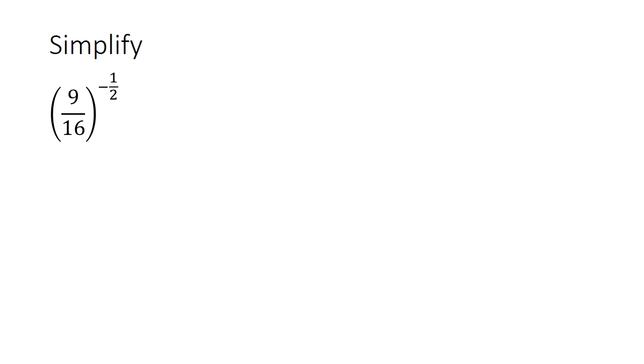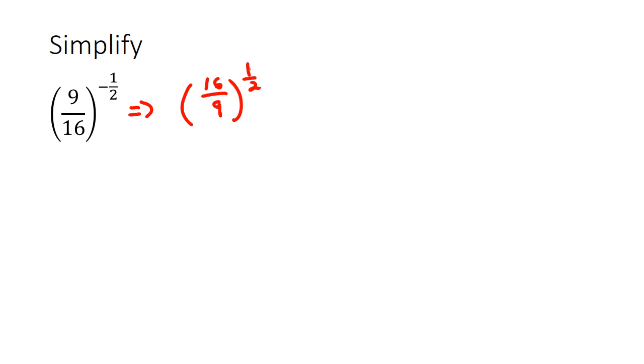Okay, with this problem, we have 9/16 raised to the negative 1/2 power. So the first thing that I'm going to do is to make that negative exponent positive. I'm going to use a version of the reciprocal rule to do that. If I take the reciprocal of what's inside the parentheses, that will change the sign of this exponent outside of the parentheses. So I'm going to rewrite this as 16 over 9 raised to the positive 1/2 power.